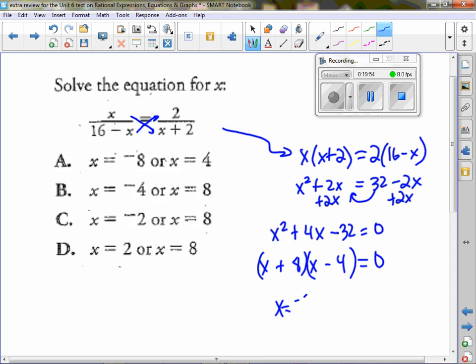are negative 8 and also 4, but I have to go back and think about that. Is negative 8 okay to put here? Yes, because the only thing that would be bad is negative 2. Is negative 8 okay to put here? Yes, because the only bad thing would be 16. 4 goes the same way. You know, negative 2 and 16 are not either one of these answers, so these are both okay. So negative 8 and 2.